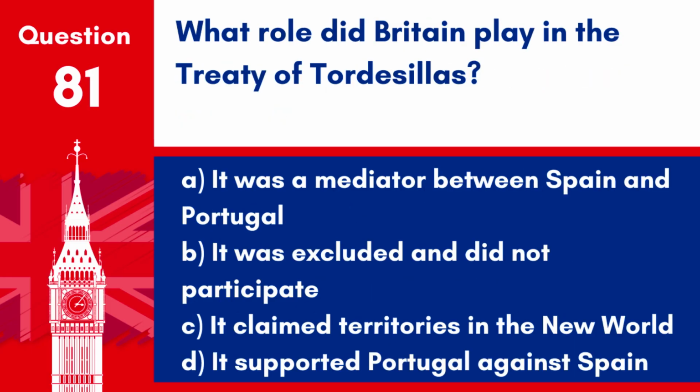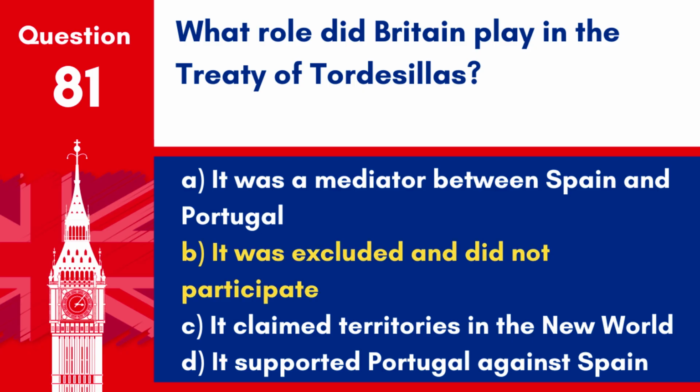Question 81. What role did Britain play in the Treaty of Tordesillas? A. It was a mediator between Spain and Portugal. B. It was excluded and did not participate. C. It claimed territories in the New World. D. It supported Portugal against Spain.